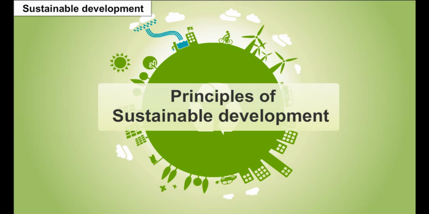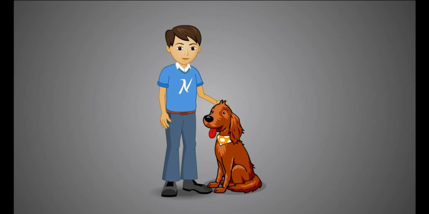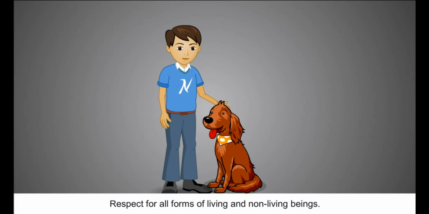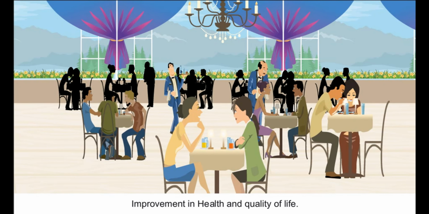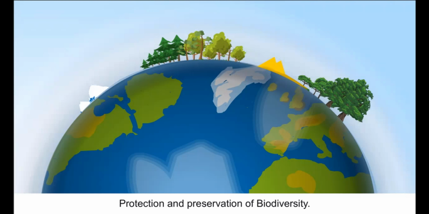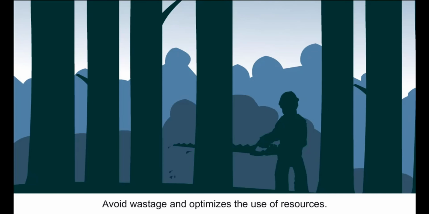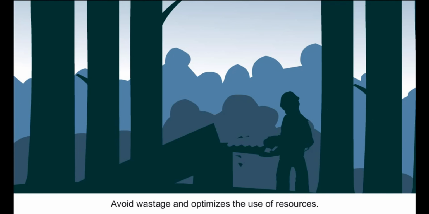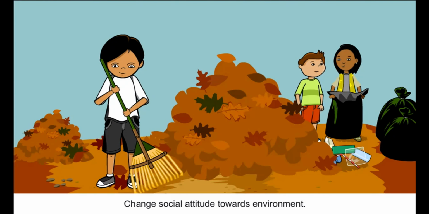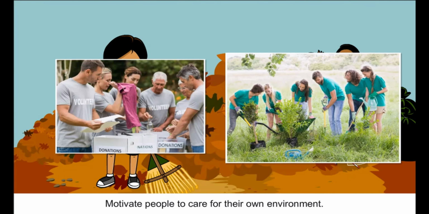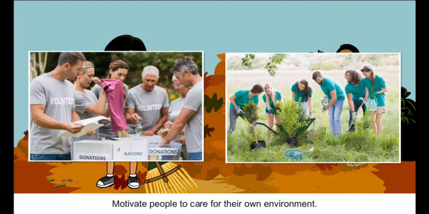Principles of sustainable development. Respect for all forms of living and non-living beings. Improvement in health and quality of life. Protection and preservation of biodiversity. Avoid wastage and optimize the use of resources. Change social attitude towards the environment. Motivate people to care for their own environment.